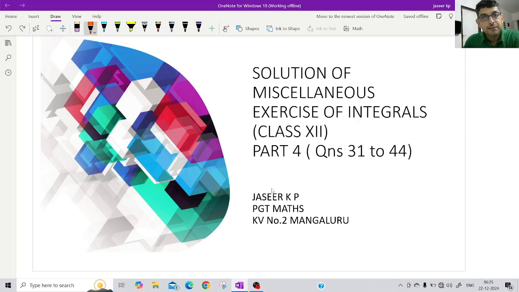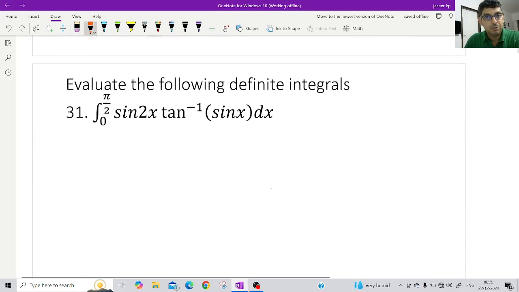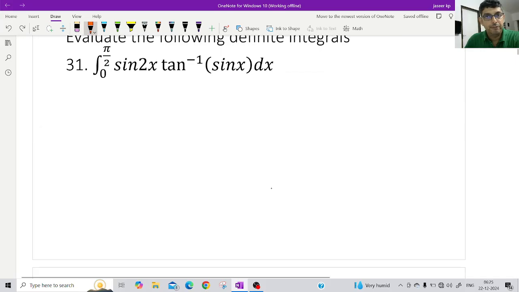Hello everyone. So this is the final part of the solution of miscellaneous exercise of integrals. So in this we are solving question number 31 to 44. So let us begin. Evaluate the following definite integral.